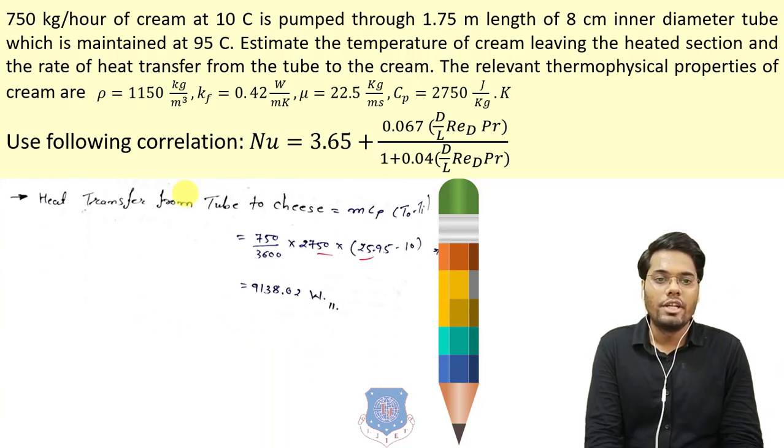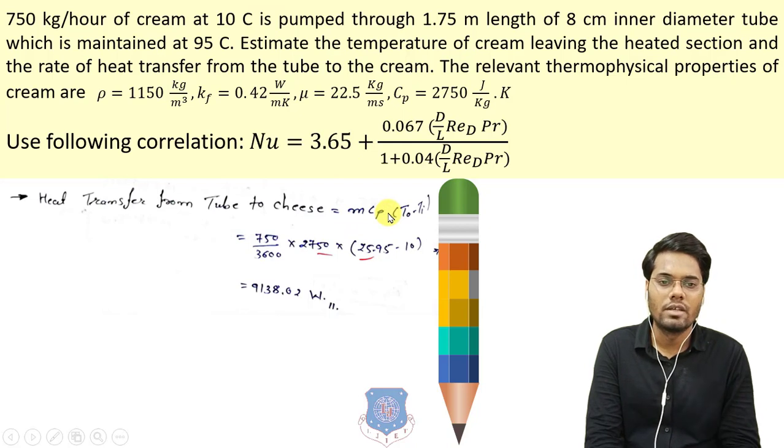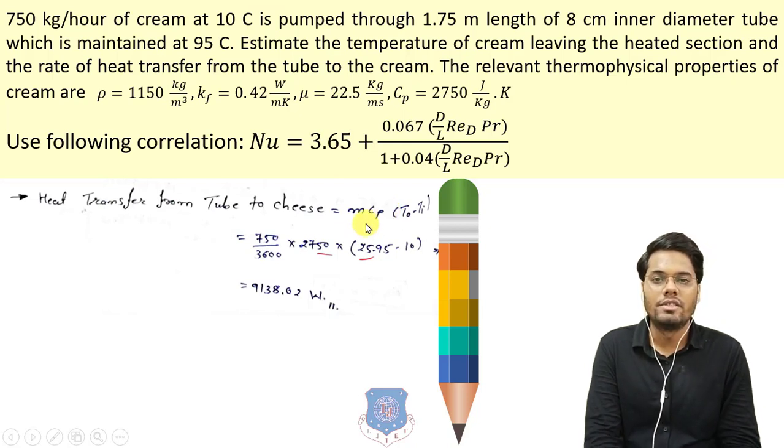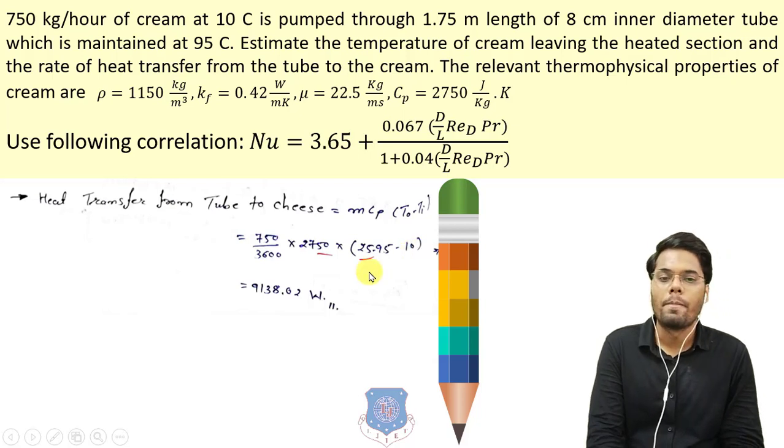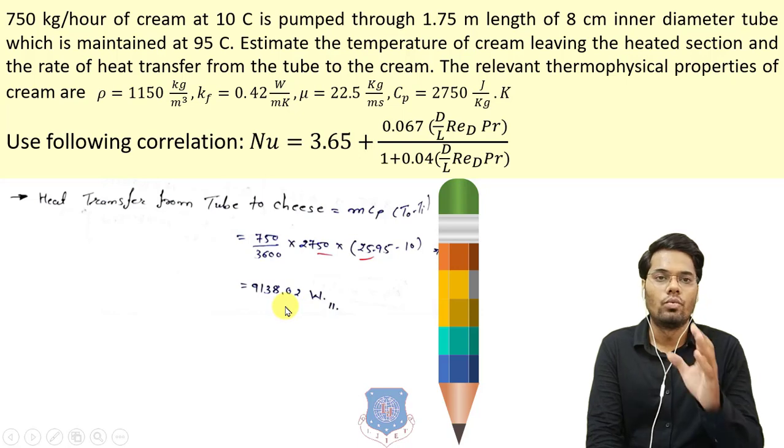From the value of To, we can easily calculate the heat transfer rate by using the equation m c delta T. Here m is the mass flow rate, which is 750 kg per hour. To convert into kg per second, we divide by 3600. Cp is the specific heat, which is 2750, times To minus Ti, the outlet temperature we calculated as 25.95 and the inlet temperature of 10, which is given in the question. So the heat transfer rate would be 9138.02 watt.